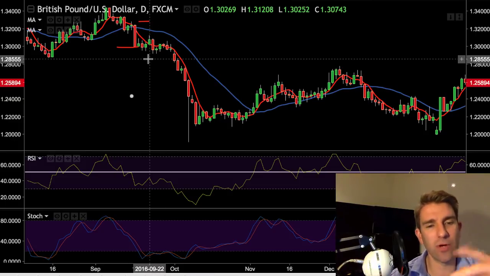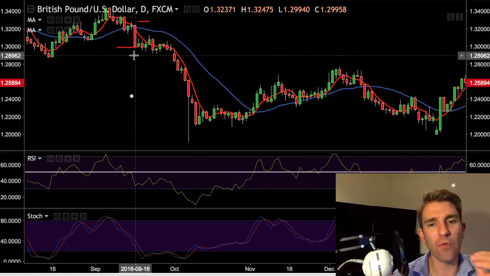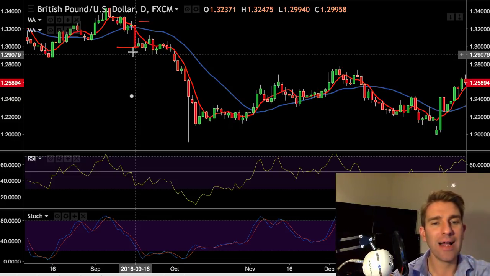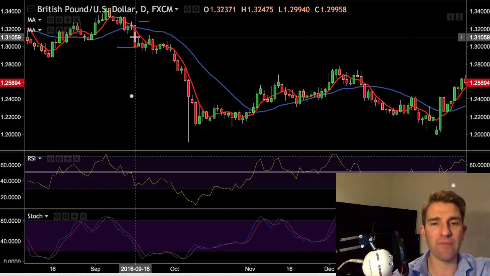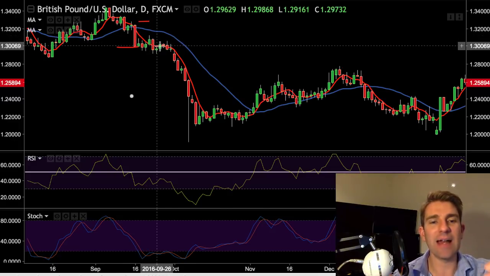So let's look at this example here. You're short on the low here. This is pound US dollar, by the way, daily chart. I've got a low here of 1.2994, and I'm going short there. My stop's going to be above that high, 1.3247. Okay, great, that now works nicely.